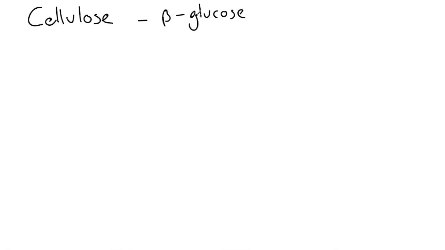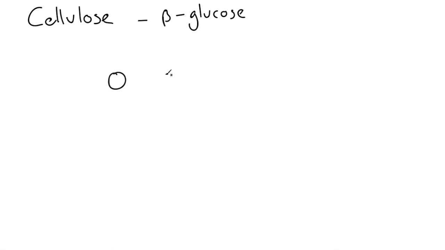The last polysaccharide that you need to know for level 3 isn't for energy. So starch and glycogen are for energy storage and energy release, but this one isn't, and it's called cellulose. And it's different from the other two for a few reasons. First of all, it's made from beta glucose, whereas the others were all made of alpha glucose. Okay, but this time it's not used for energy.